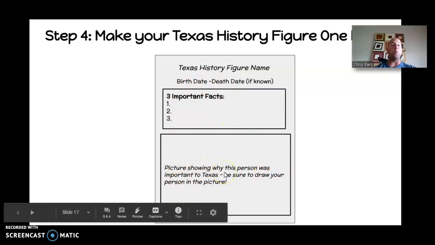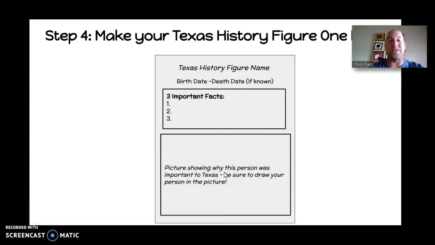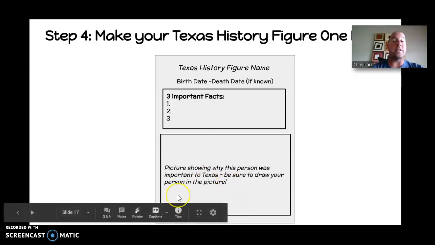Think about why that person was important to Texas. Draw a picture of them in that scene. Draw a scene of them. Your person needs to be in the picture, okay? That's definitely something we're looking for there.